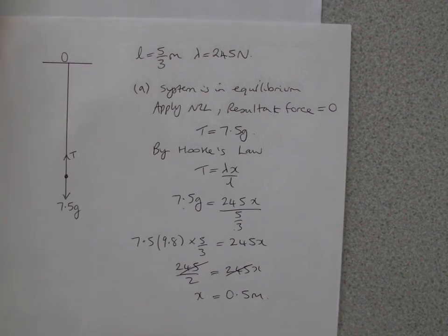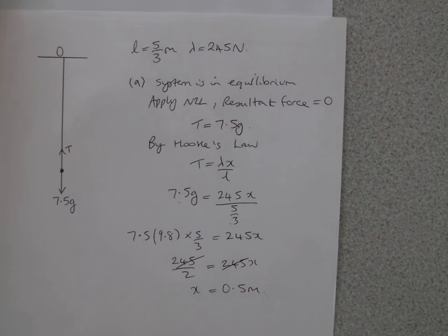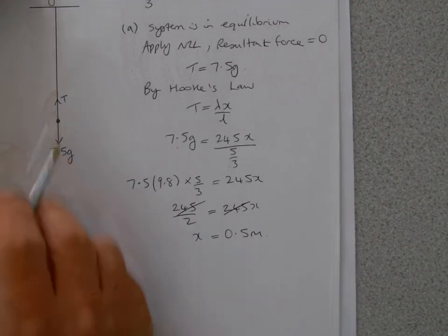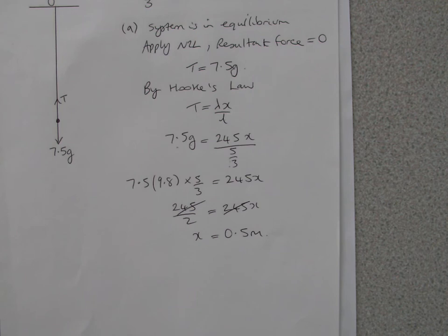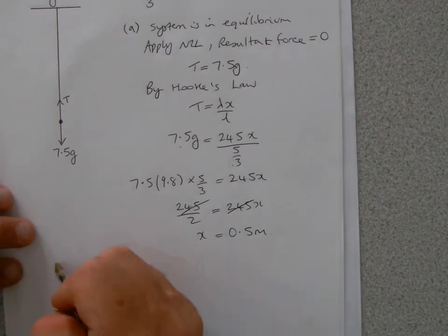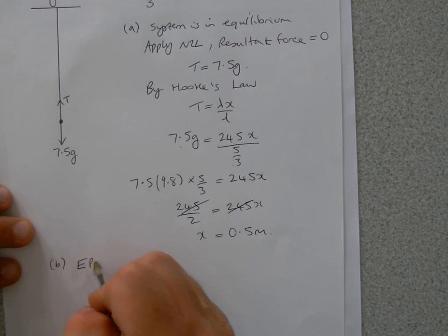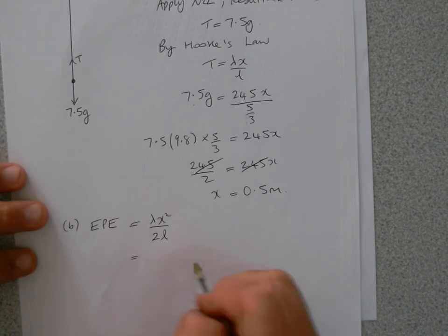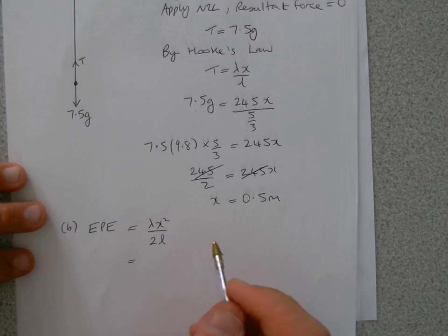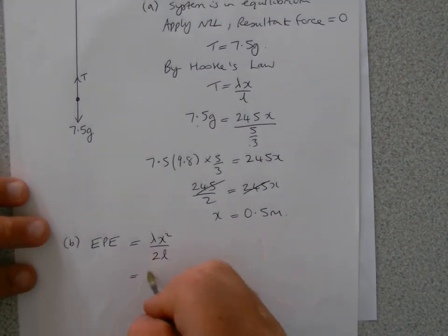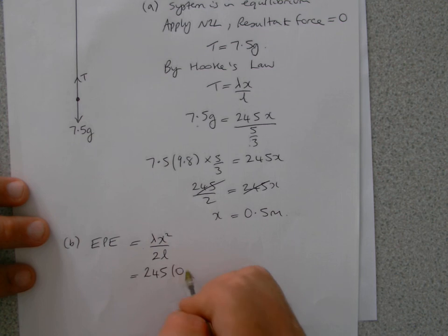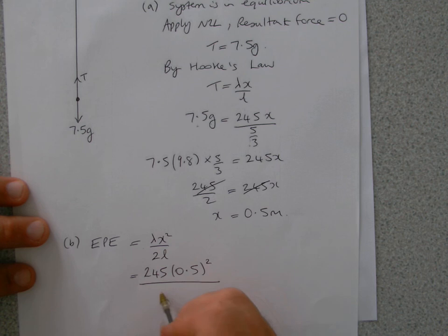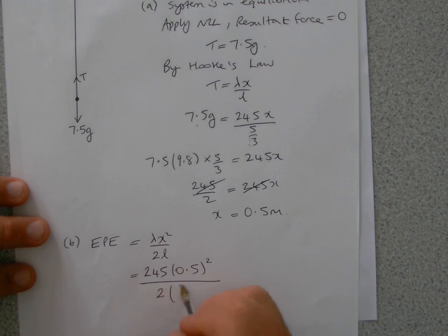So in B then, this is determine the elastic energy stored in the string. Because the string is stretched, it's now got an energy in there which can be released. So we measure the elastic potential energy, EPE, by this formula, lambda x squared over 2L. So that's simply measuring the energy that is stored in the string because it's been stretched. So lambda is 245, x, the extension we just worked out to be 0.5, so we square that, and then on the bottom twice times the natural length.